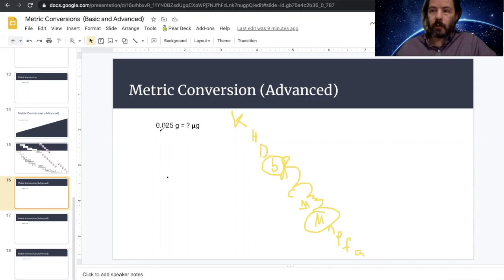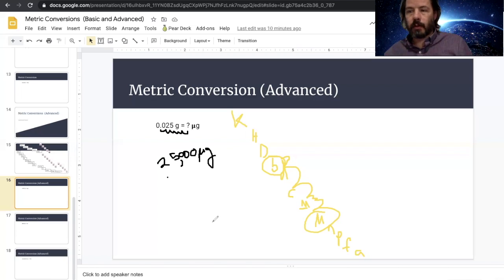And we're going to the right, so let's do that. 1, 2, 3, 4, 5, 6. So that's 25 and then 3 zeros. 1, 2, 3. 25,000 micrograms, which that's hard to type.